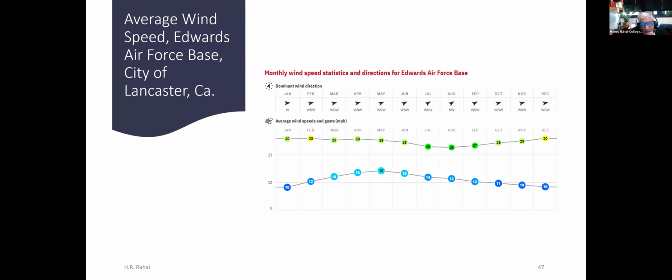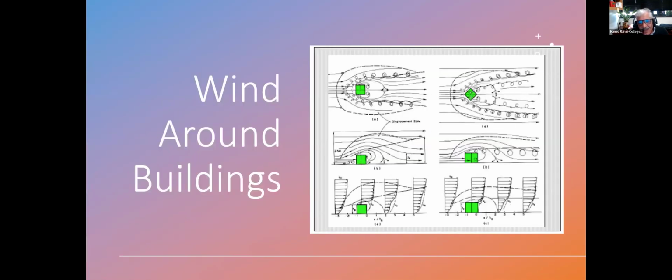This is the monthly wind speed statistics for Edwards Air Force Base in Antelope Valley. You can see the average goes from 10 to 16 and then back down in different months. Then there are gusts of 26 to 30 miles per hour generated during these months that have a lot of potential. So the city of Lancaster, for example, has this kind of potential to locally generate electricity, not just from the wind farms close by, but also within the city.